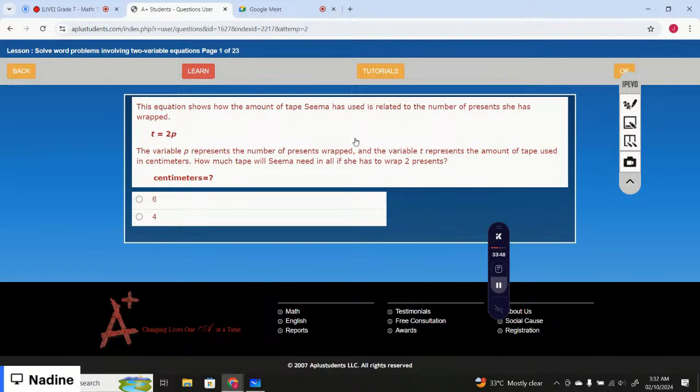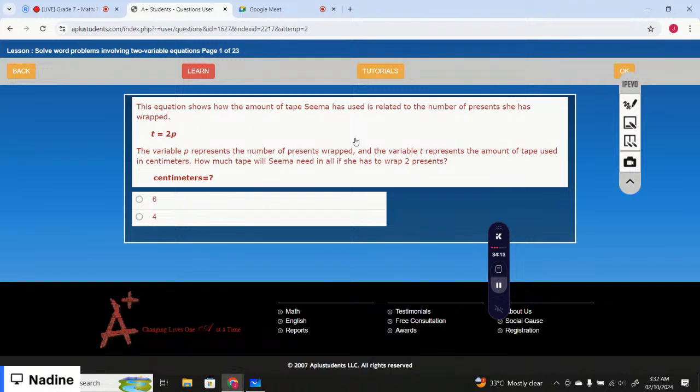The equation shows how the amount of tape Seema has used is related to the number of presents she has wrapped. T equals 2P. The variable P represents the number of presents wrapped and the variable T represents the amount of tape used in centimeters. How much tape will Seema need if she has to wrap two presents, right?